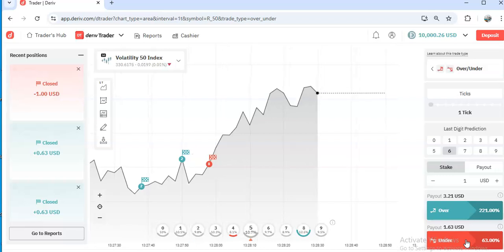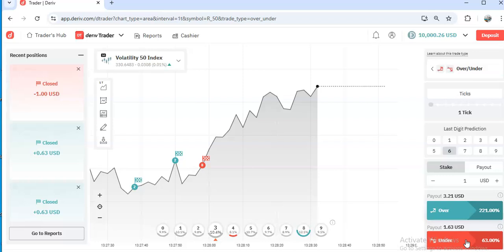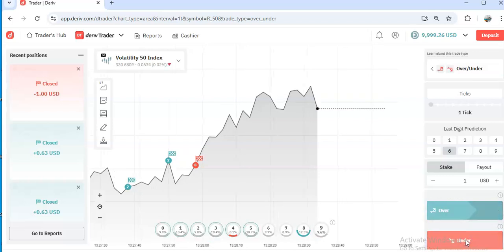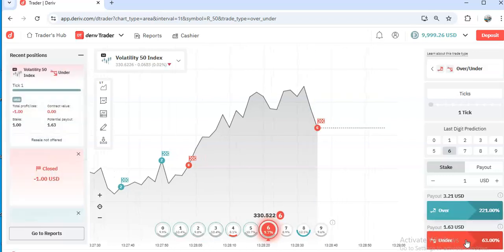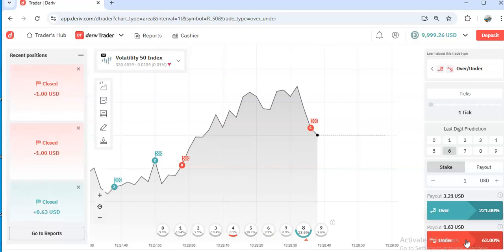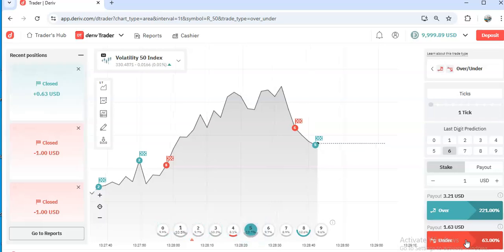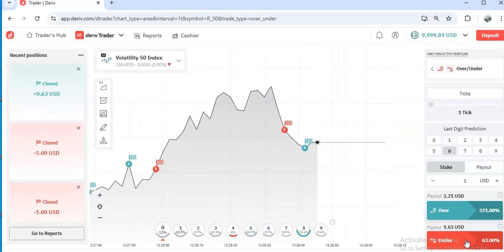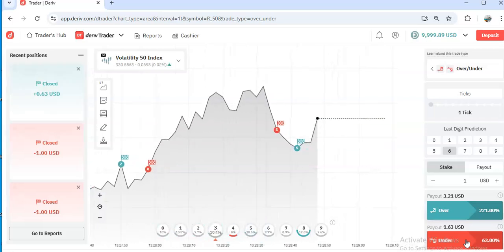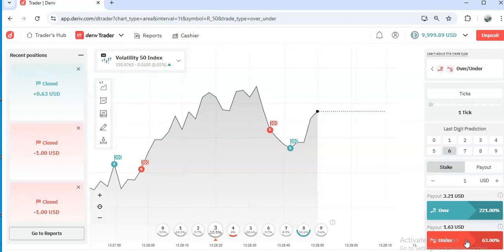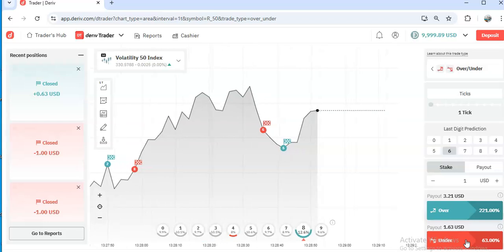At least we have some few profits. We have lost 1, 9. Okay, that's another loss. 9, and then we click under. It's a win. So we have a loss of $2. So we are yet to recover.